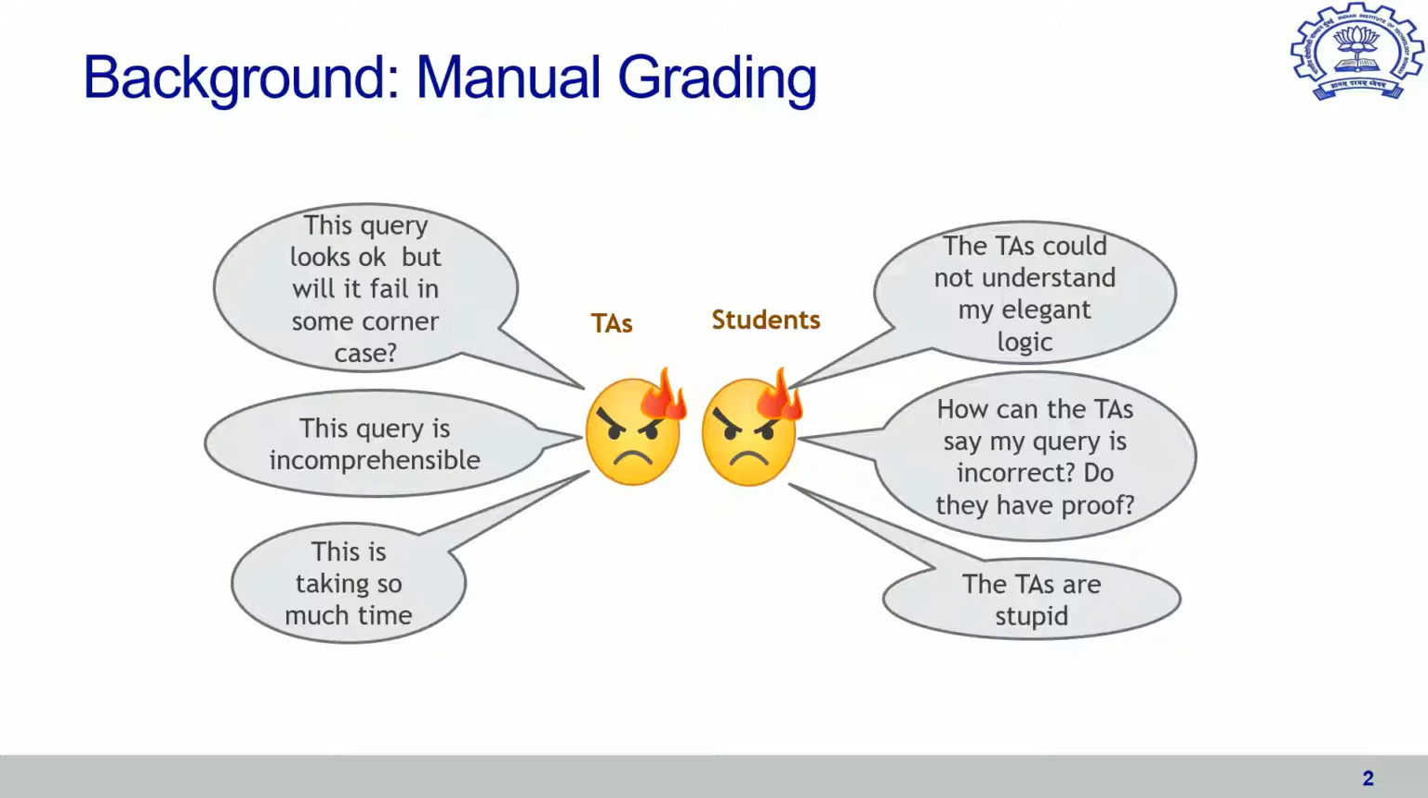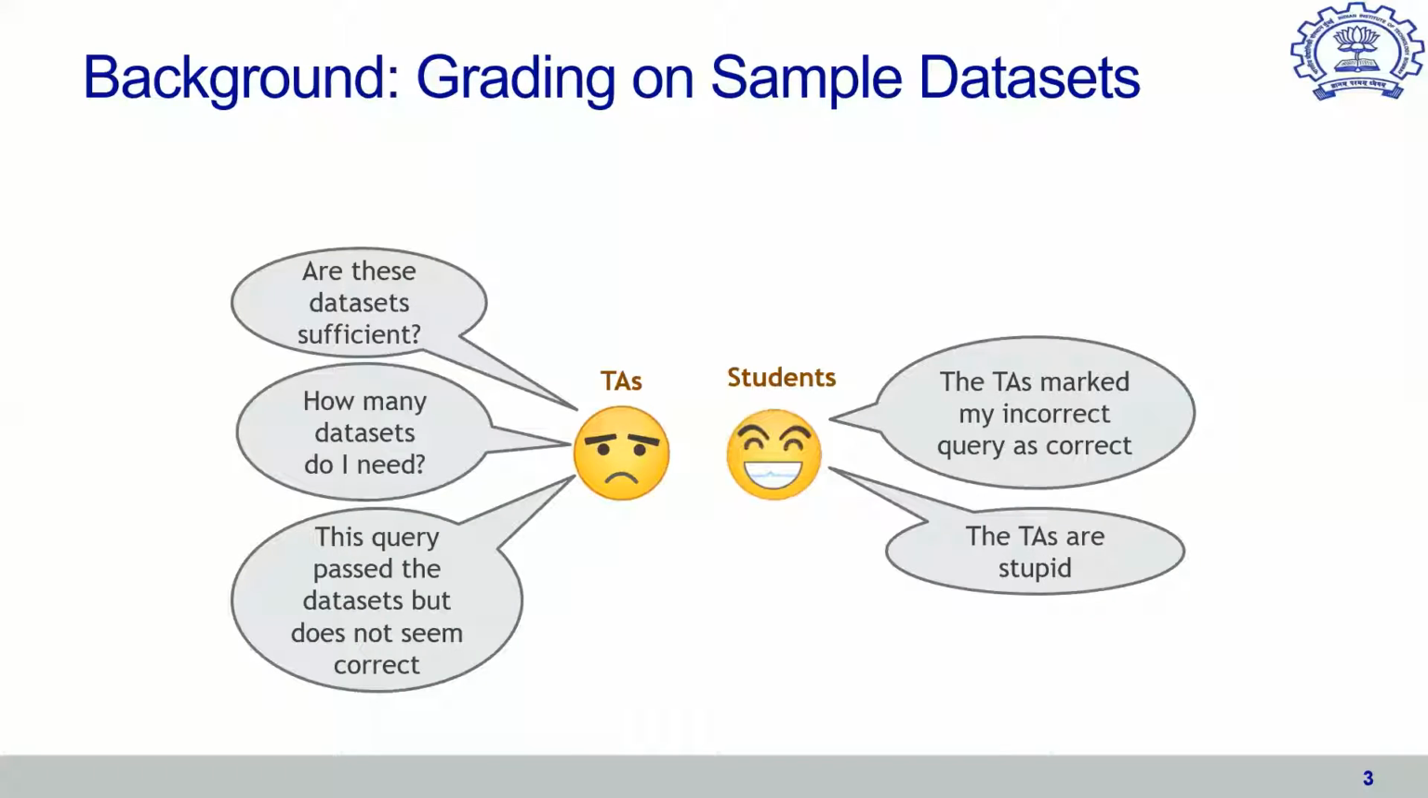When grading SQL queries, TAs usually grade student queries manually by comparing student queries to correct queries. This approach is error-prone and cumbersome. Sometimes it may be difficult to even understand what the student query does. It may also be difficult for a TA to justify why a student query is not correct. Another way to grade student queries is to use fixed datasets. However, TAs need to ensure that the datasets are sufficient and cover corner cases for the query. Incorrect queries may otherwise also be marked correct.